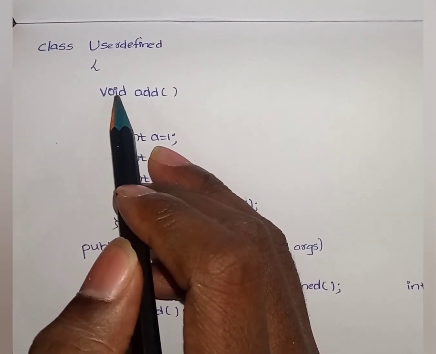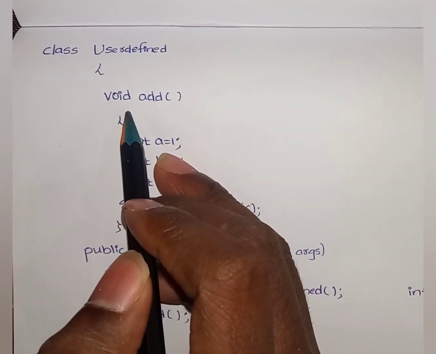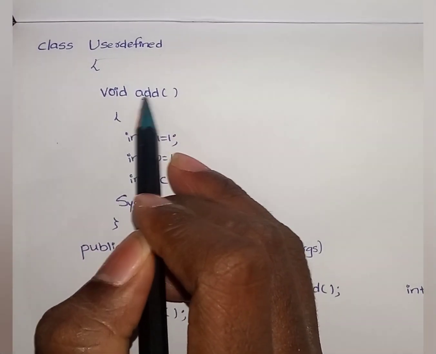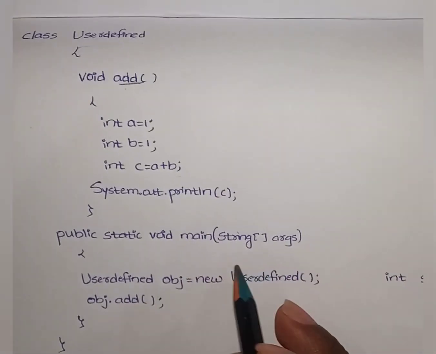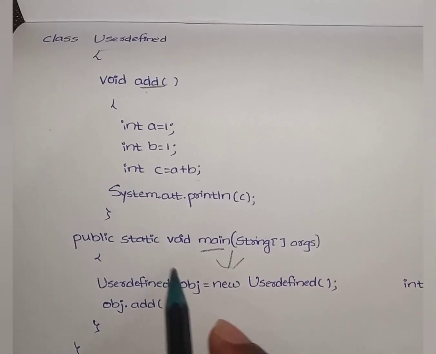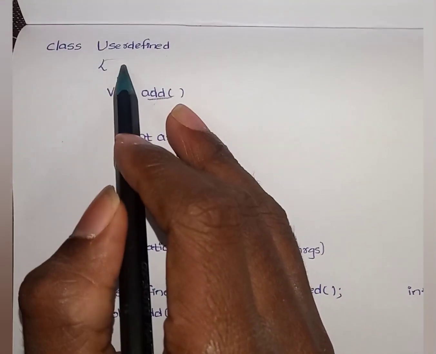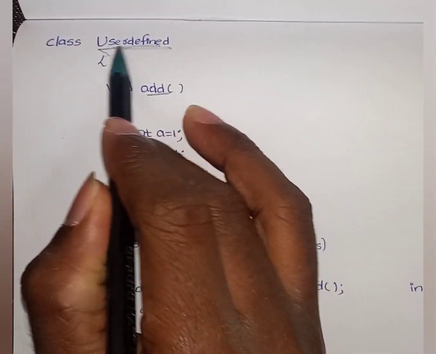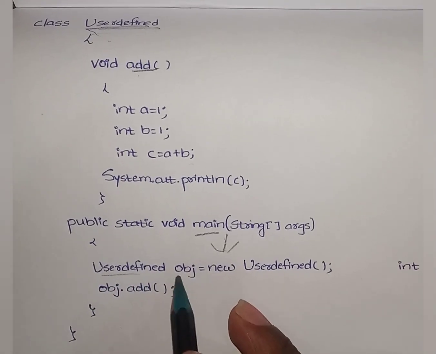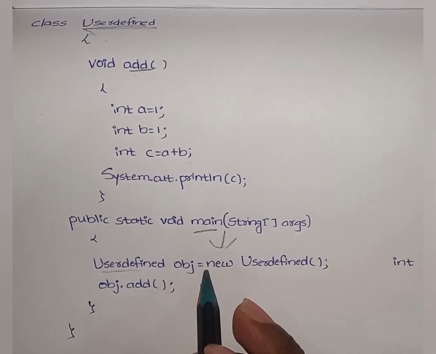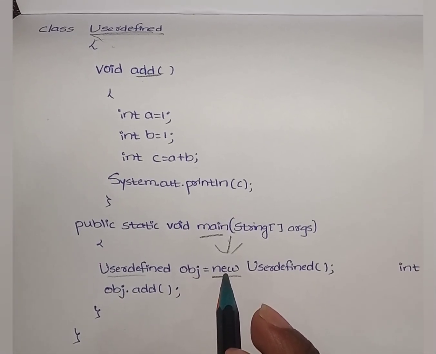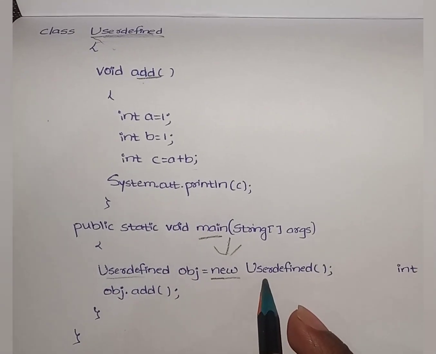As it is a non-static method, we need to create the object for this particular class, and with the reference variable we need to call this particular method add. The execution of Java code starts with the main method, right? So here, as it is a non-static method, we need to create an object for this class user defined. How to create the object? Class name followed by obj, which is a reference variable, equals new keyword. The new keyword is used in order to create an object for the class, followed by user defined.